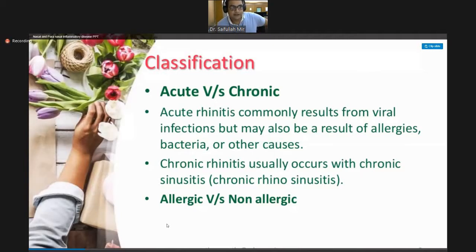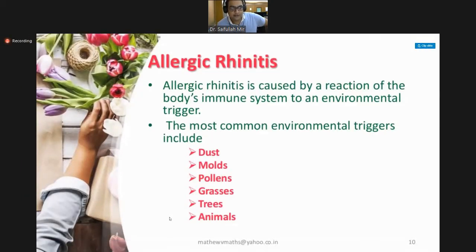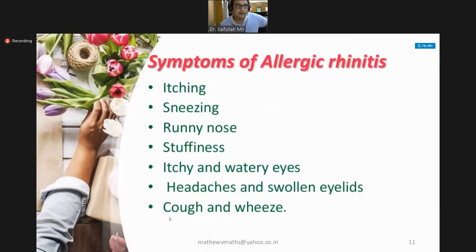So allergic rhinitis is caused by a reaction of the body's immune system to an environmental trigger. The most common: dust, molds, pollen, grass, bees. So what we tend to say is, cover your bed sheets with plastic, so that your allergen exposure goes down.